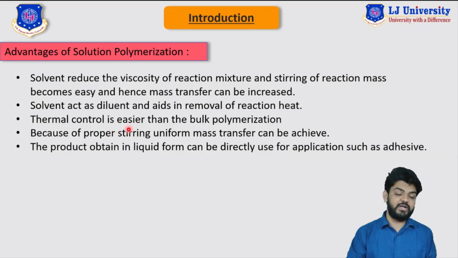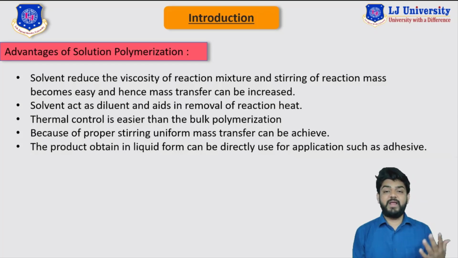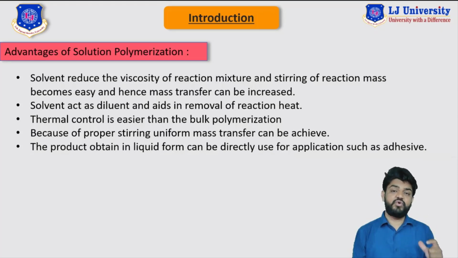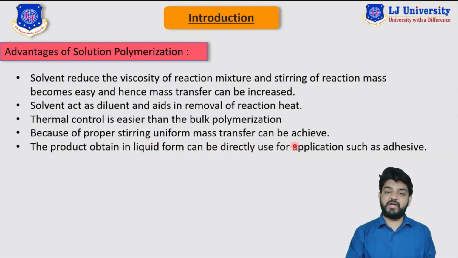The thermal control is easier than in bulk polymerization. As we have already discussed, in bulk polymerization the dissipation of heat was a very crucial issue. Now in this technique, that problem of heat dissipation is resolved by using solvent. So we can say that thermal control of the reaction mass is easier than in the bulk polymerization technique. The next advantage is that because of proper stirring, uniform mass transfer can be achieved, right? That we have already discussed.